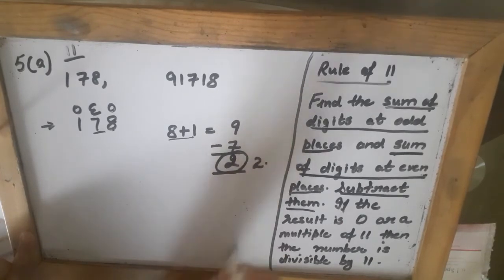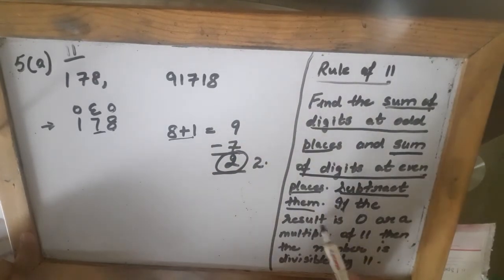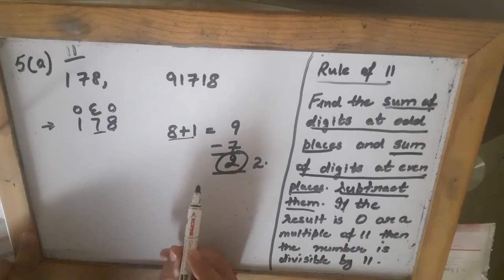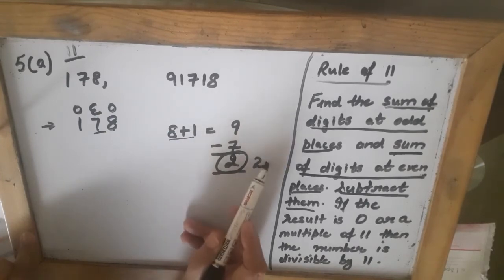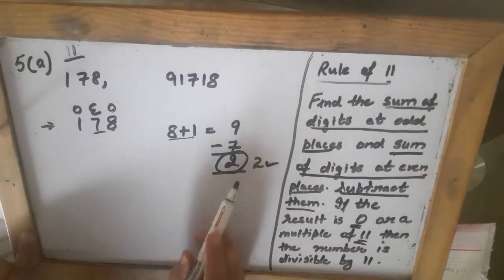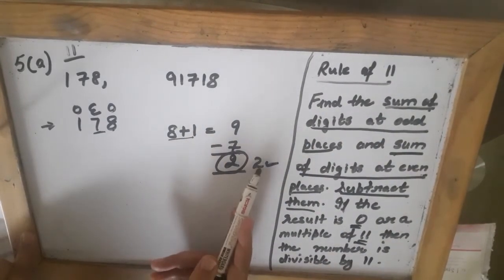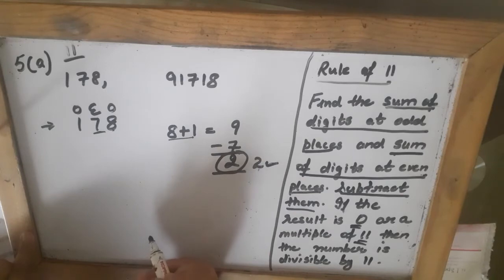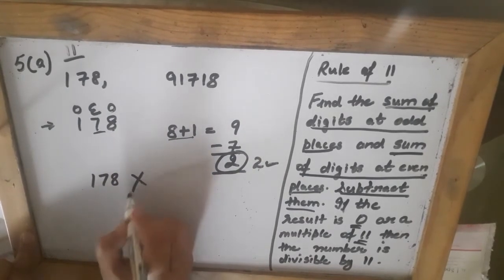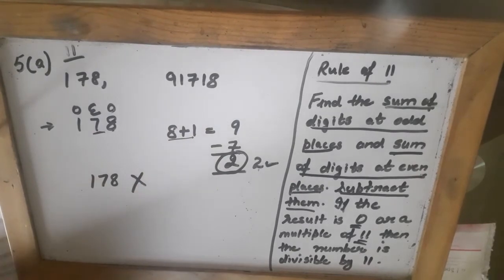So what is the result? The result is 2. But they say if the result is 0 or a multiple of 11, then the number is divisible by 11. So now when I subtracted the sum of digits at odd places and the sum of digits at even places, the result was 2. Now this is neither 0 nor a multiple of 11, nor is it divisible by 11. So what it means is that 178 is not divisible by 11.